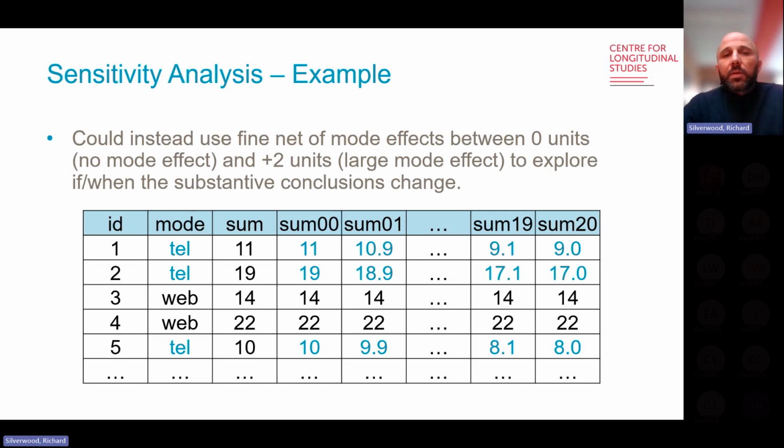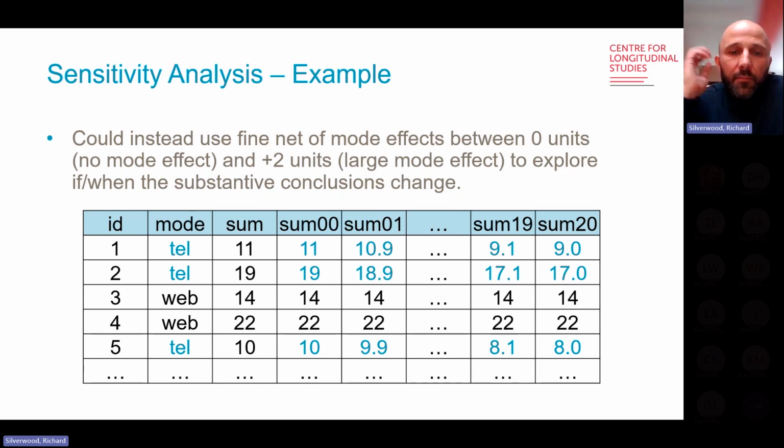But it might be that we are unable or perhaps unwilling, because we don't believe that the values in the literature will transport to our given situation. We may not want to believe that that value of +1 unit is really going to give us a reliable best estimate. So instead, we might use a fine net of mode effects. So here we're using a net of values between 0 units, which would be no mode effect, going up in steps of 0.1 up to 2 units, which would be a very large mode effect.